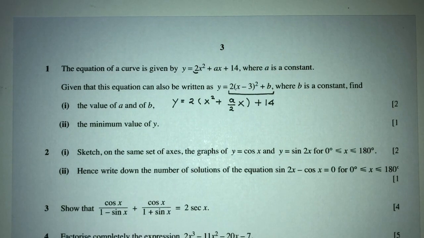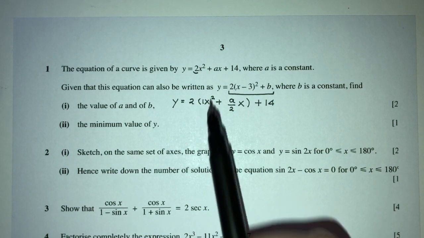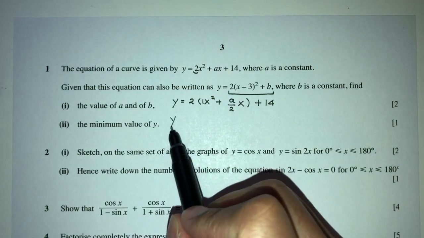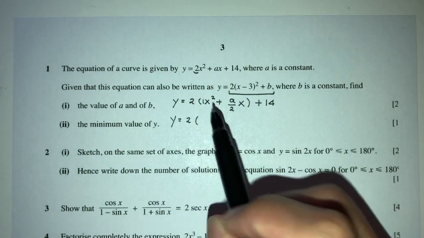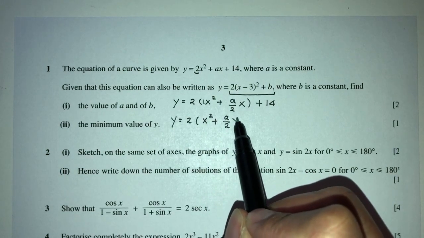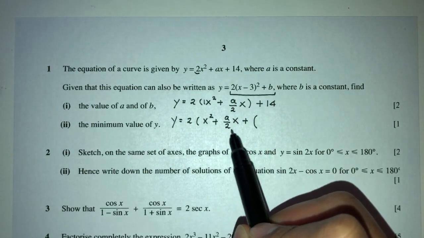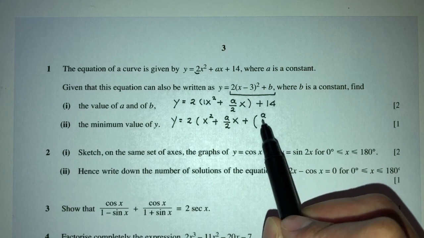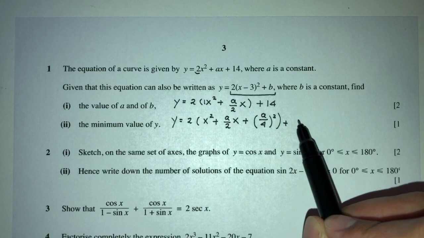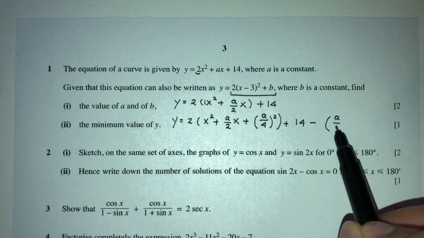Okay, so now we can proceed to the next step. Once the coefficient of x squared is 1, we can proceed to the following step. Now, y will be 2 is the same. Now x squared plus the same value. Now we have to add something, and the value we'll add will be the number here, which is a over 2 divided by 2 will be a over 4, and then square the value. Now again, when you add something, you have to minus the same value so you don't change the equation.